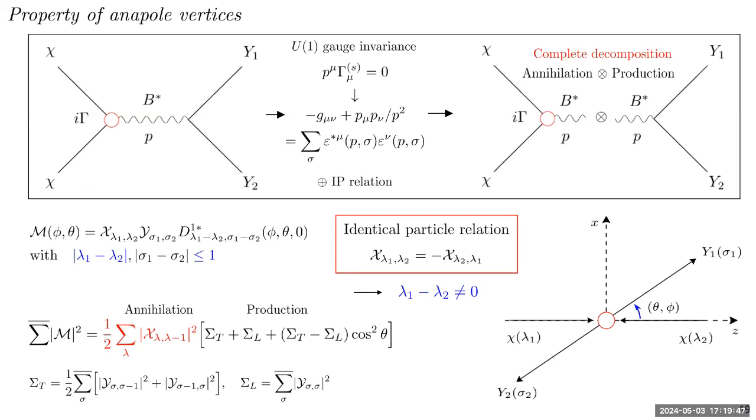Next, I'm going to explain the property of the anapole vertex. In order to do that, first let me consider this annihilation process of two binary particles. Because of the U(1) gauge invariance condition, the propagator can be decomposed by the product of two spin-1 polarization pairs. And then by imposing the identical particle relation, and finally, at the cross-section level, we can observe that the annihilation part and production part are completely decomposed by multiplication. So what we need to consider is only the annihilation process, because the production process is all the same, since we are considering only the standard model production process.